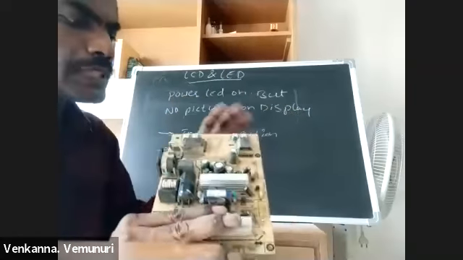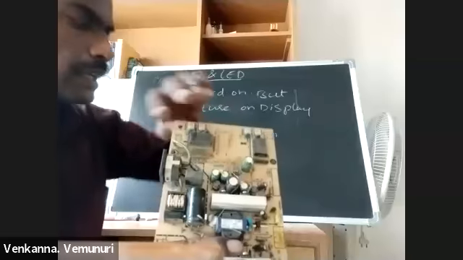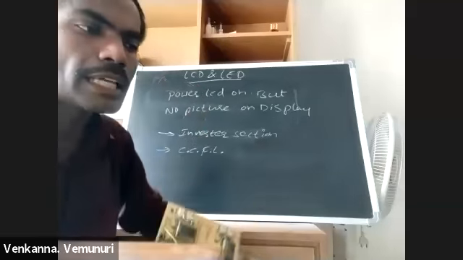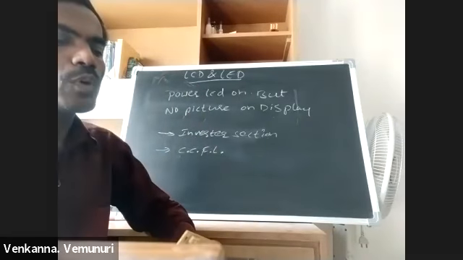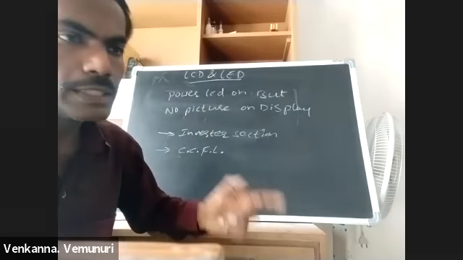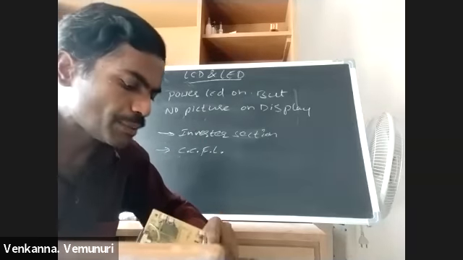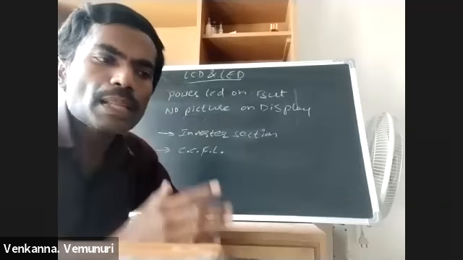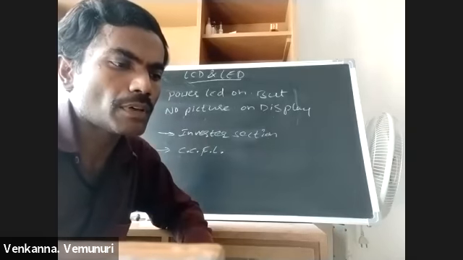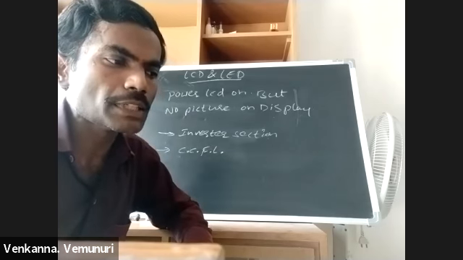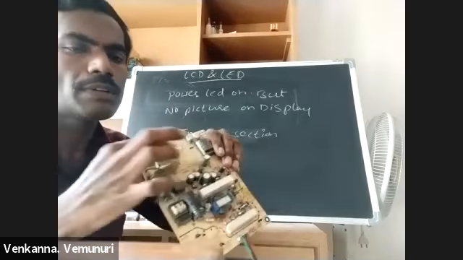Now, if this inverter section is not working, that time we are not seeing picture. So that time you apply light on display, that time you are seeing picture. Means if you are seeing picture, means display is okay. Problem in reflector section. So that reflector section receiving supply from this inverter section.